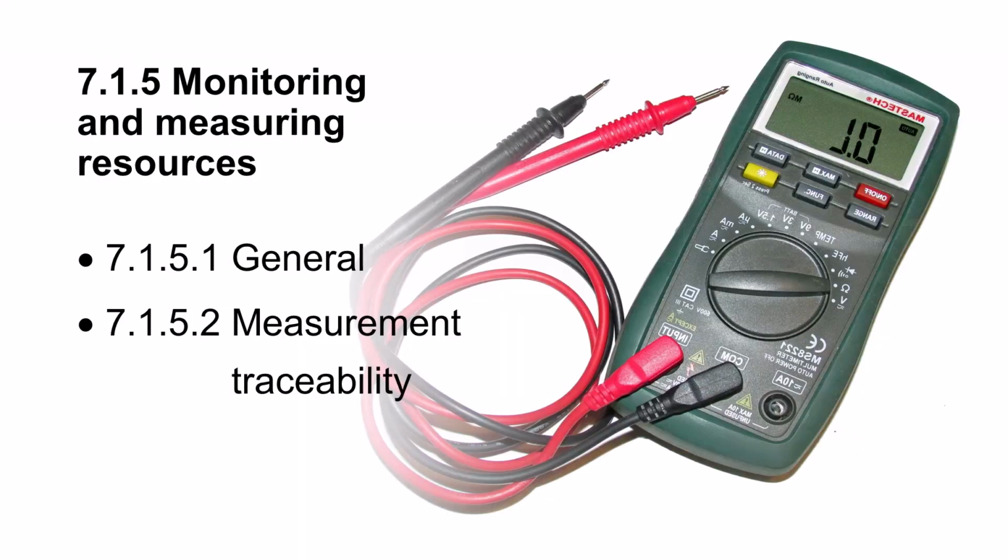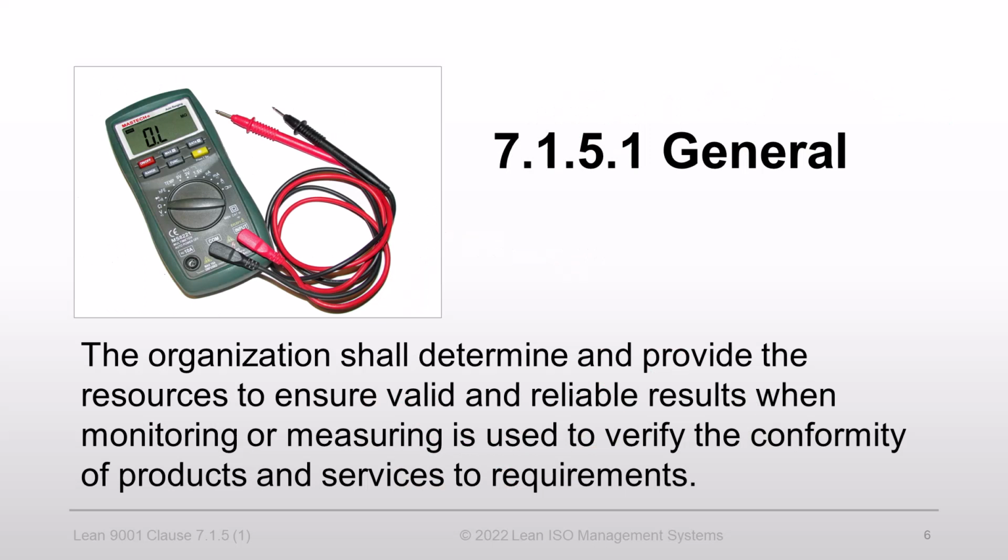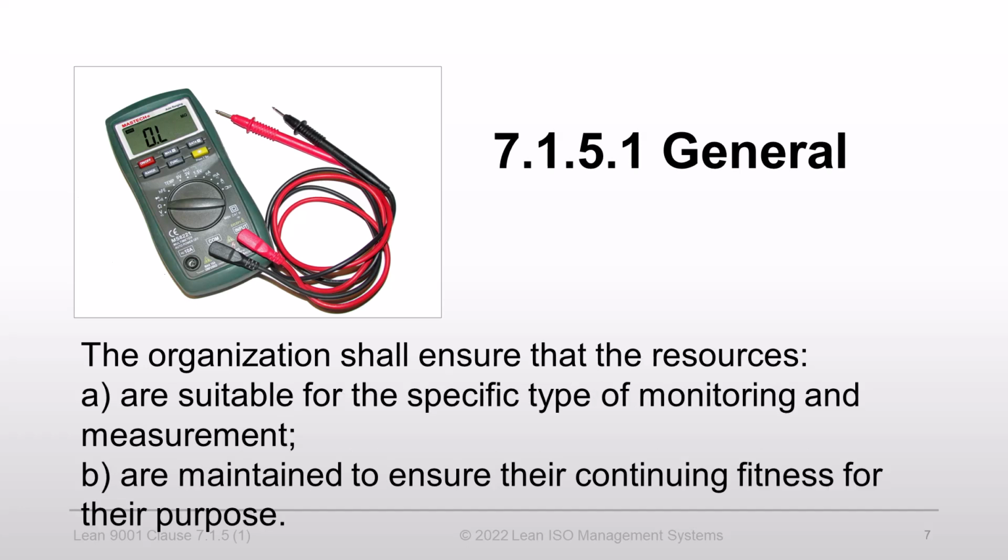This element contains two subclauses: general and measurement traceability. The general part requires that the organization shall determine and provide the resources to ensure valid and reliable results when monitoring or measuring to verify the conformity of products and services to requirements. Also, the organization shall ensure that the resources are suitable for the specific type of monitoring and measurement and are maintained to ensure their continuing fitness for their purpose.